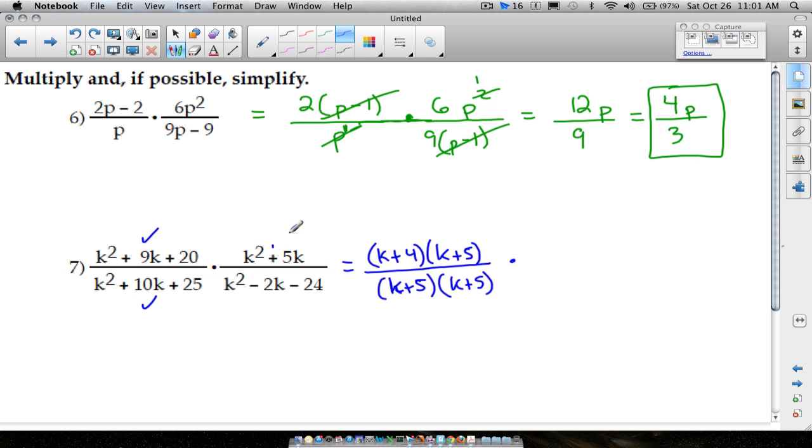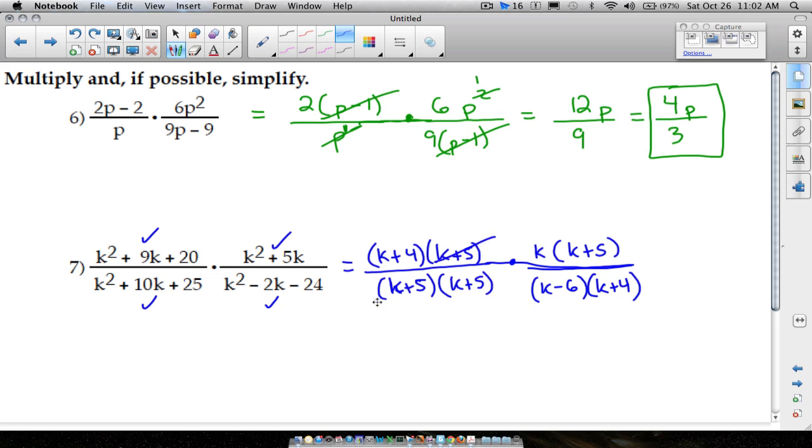Moving on to this one here, GCF, we can pull a k out. So we have k times k plus 5. And now finally this bottom one, negative 6 times 4 gives you negative 24. Negative 6 plus 4 gives you negative 2. So therefore we have k minus 6 and k plus 4. And now that multiplication symbol, that just means everything is getting multiplied. Everything at the bottom is getting multiplied. So you can think of it as one big fraction and start canceling out.